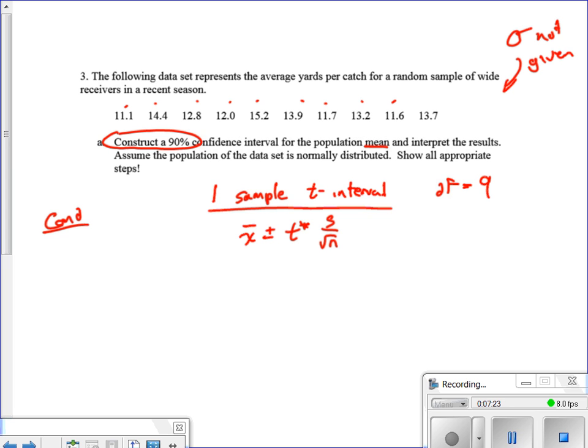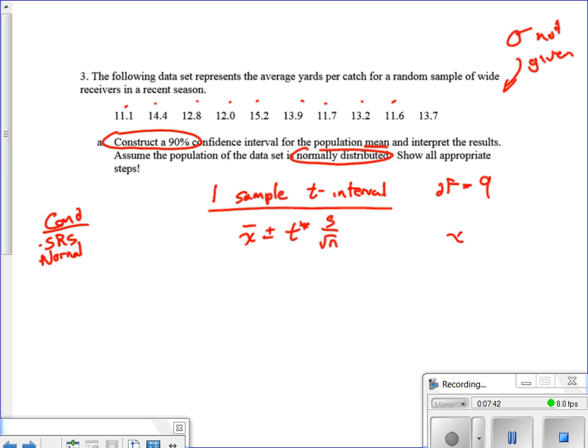Quick run through the conditions. SRS, that was given, and it's not a big sample, but it does say to assume these are normally distributed, so they are normally distributed. So those are good. Now it's a matter of going to the calculator, putting this data in, and running your 1-var stats.